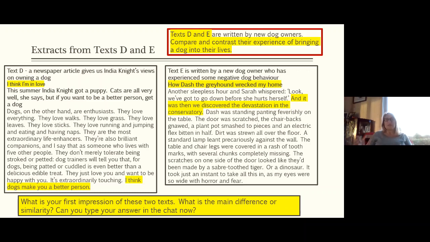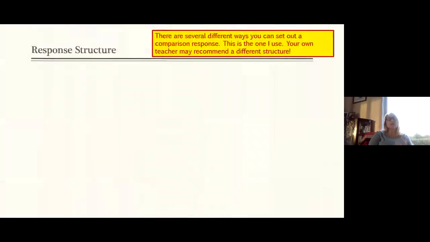This other dog seems quite unhappy, doesn't it? So you could probably talk about that contrast as well. So well done, excellent. So we're going to have a look at the structure that I have used for a comparison question.